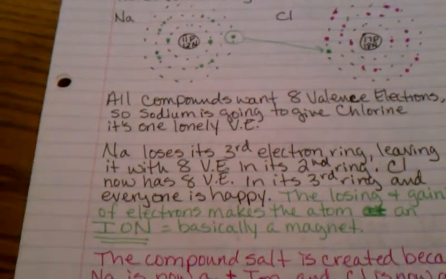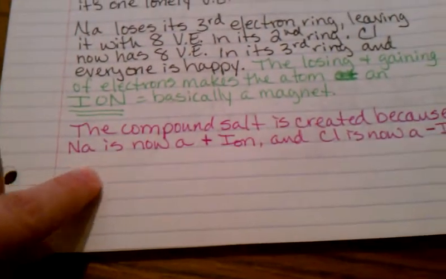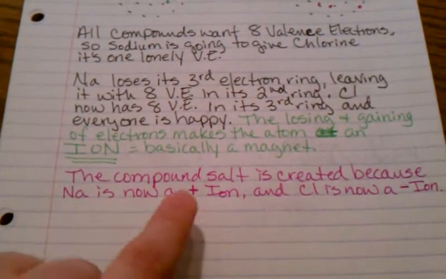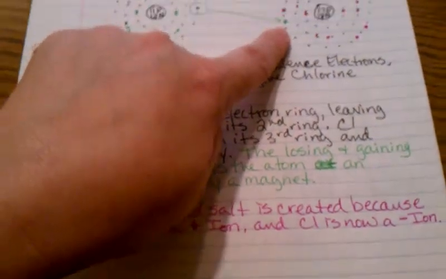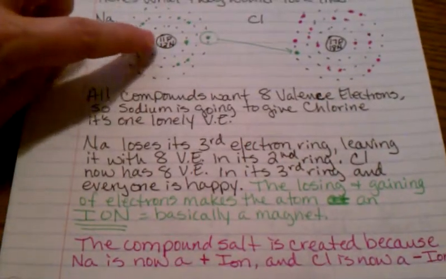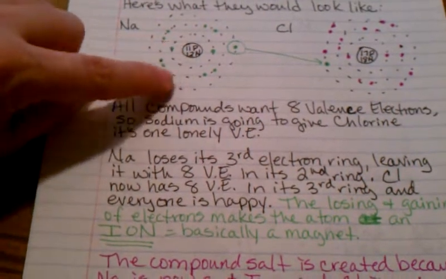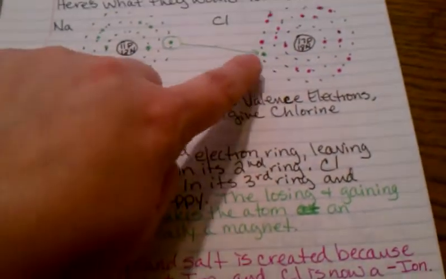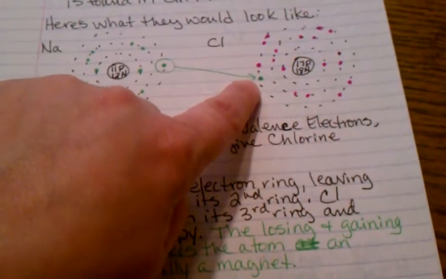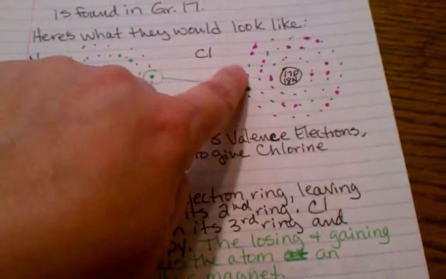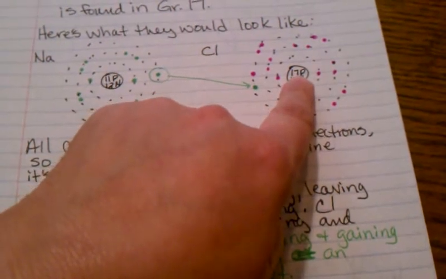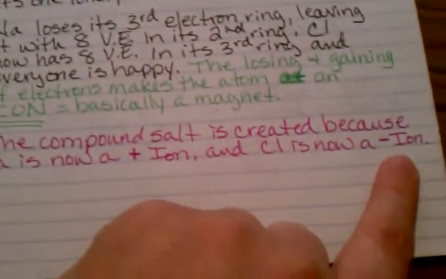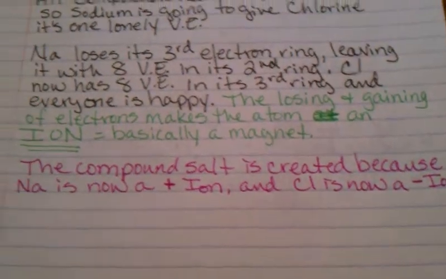Okay? The compound of salt is an ionic compound, because when sodium gave away that electron up here, it now has 11 protons and 10 electrons. So it is now a positive ion. When chlorine gained this electron, it now has 18 total electrons and 17 protons. So it has more negative particles. So now it is considered a negative ion.